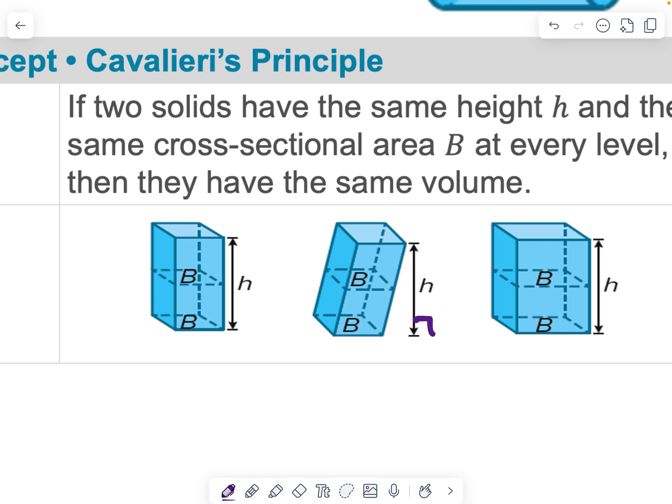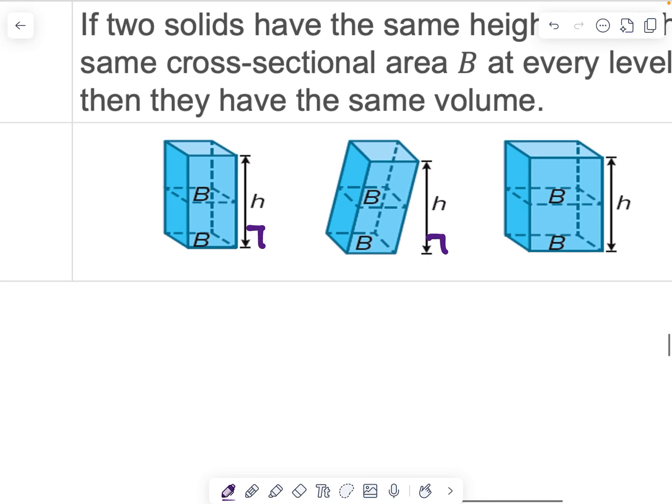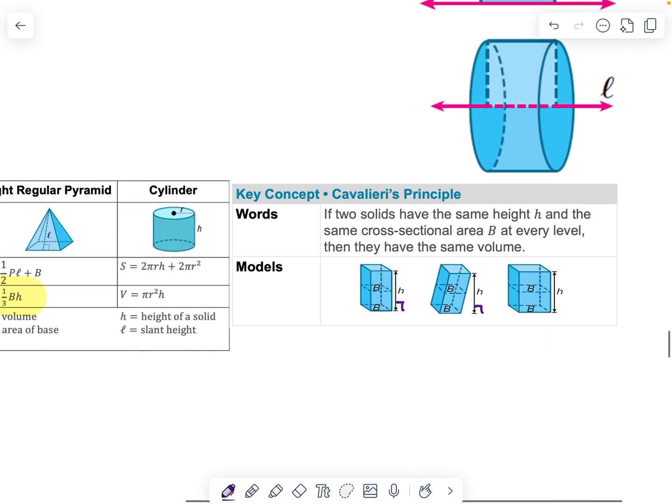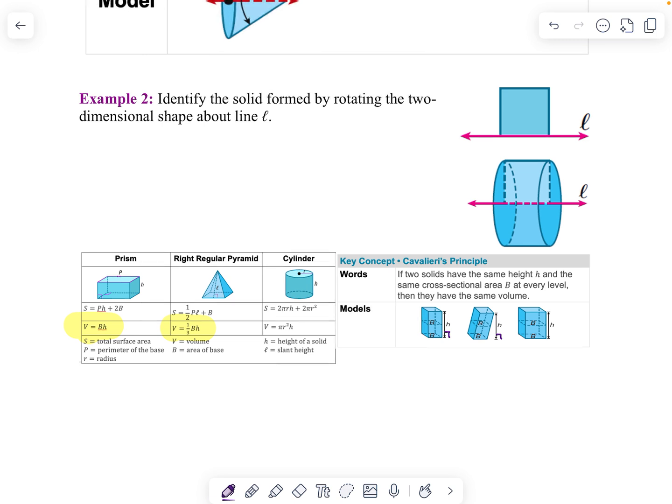In a right prism, the height would be the side. But it's like the difference between a parallelogram and a rectangle. We still do them the same way, except one is pretty easy to see, the other isn't as easy to see.